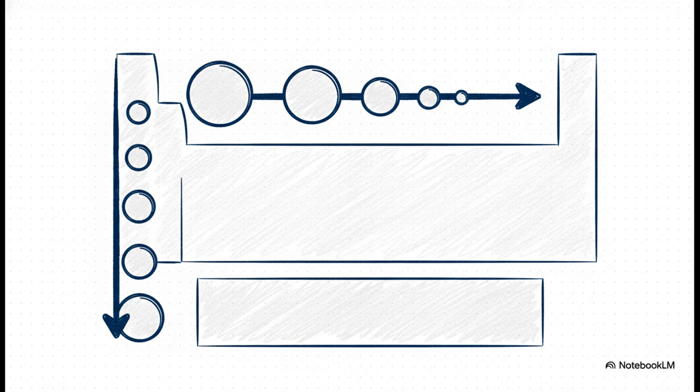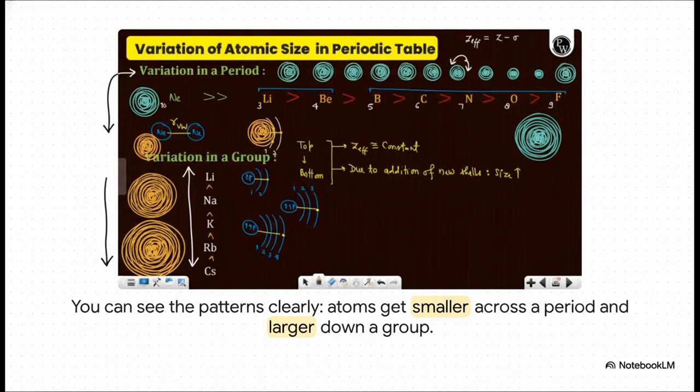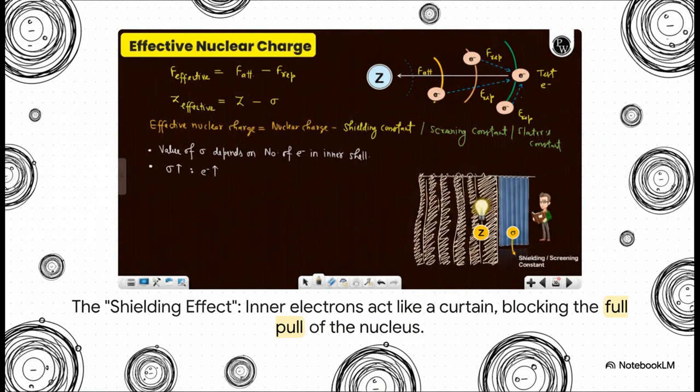But as you go down a column, the atoms get bigger because you're adding whole new electron shells, puffing the atom up. And you can see it plain as day right here. Look at period 2. From lithium all the way over to neon, the size clearly shrinks. Now look down that first group, lithium, sodium, potassium. With each step down, you add a new shell, and the size just balloons. The rules hold up. So why do they get so much bigger going down?